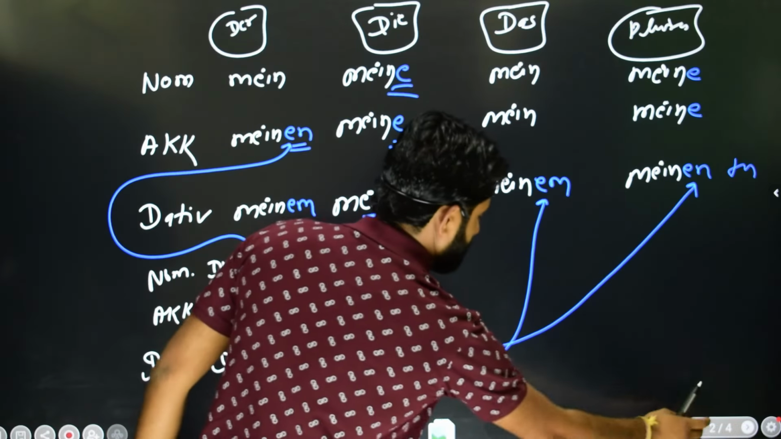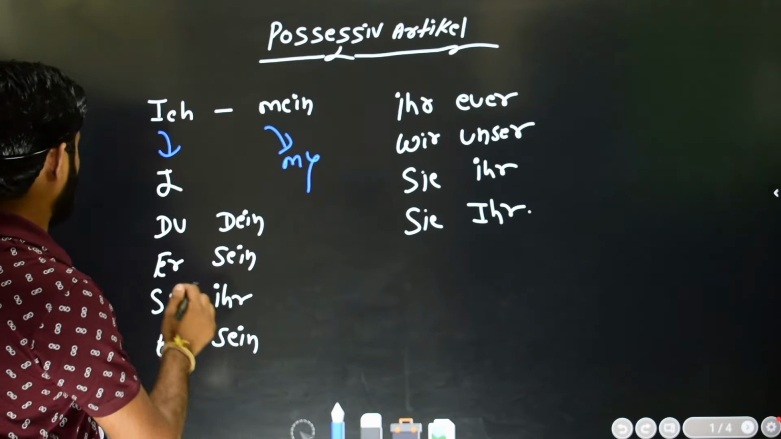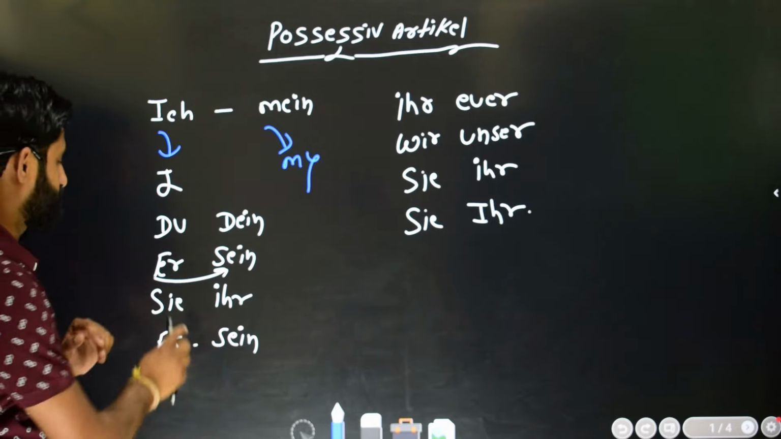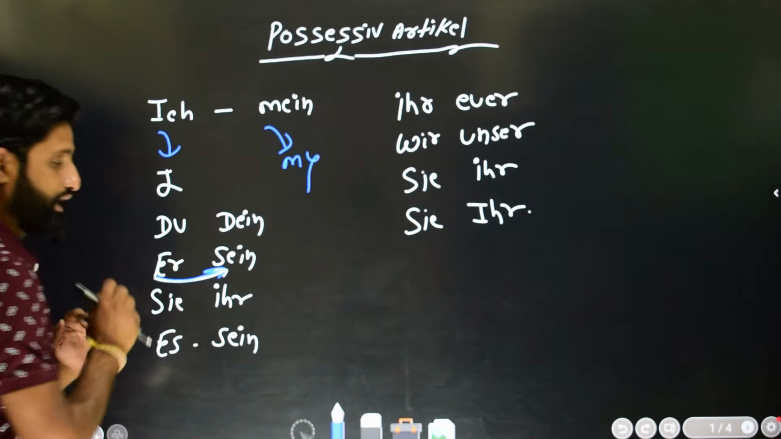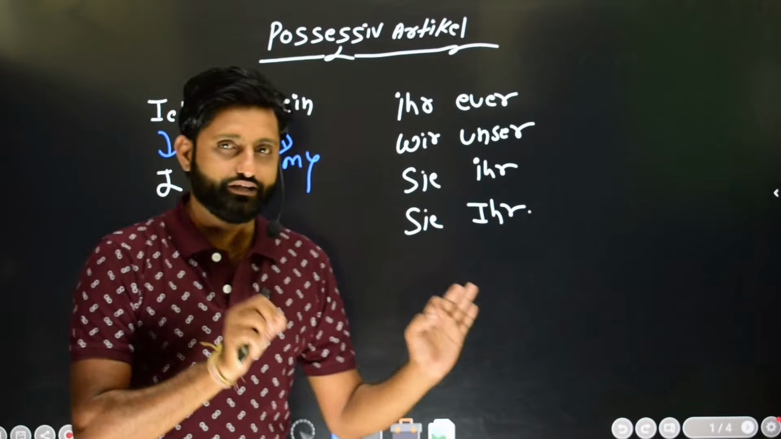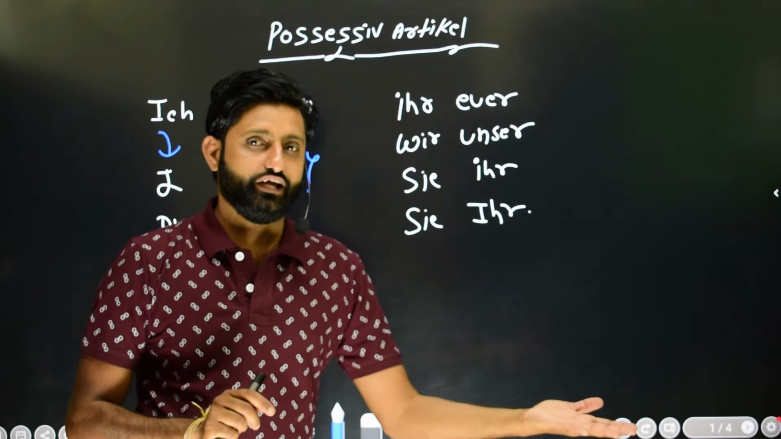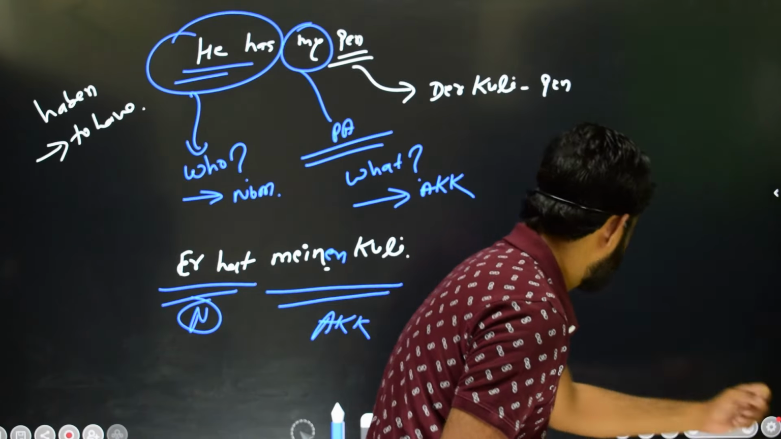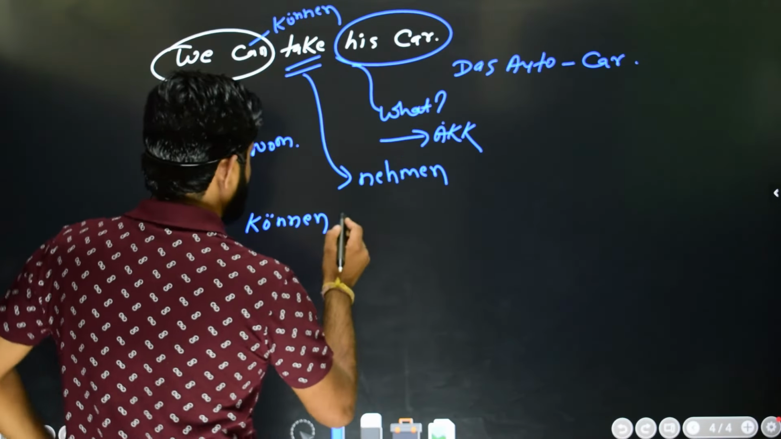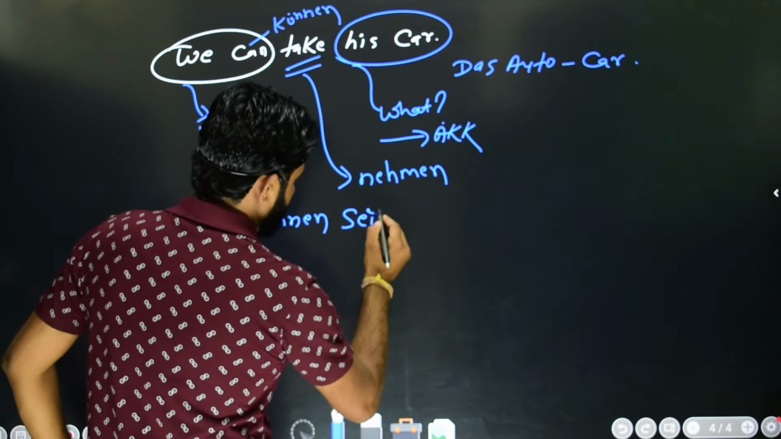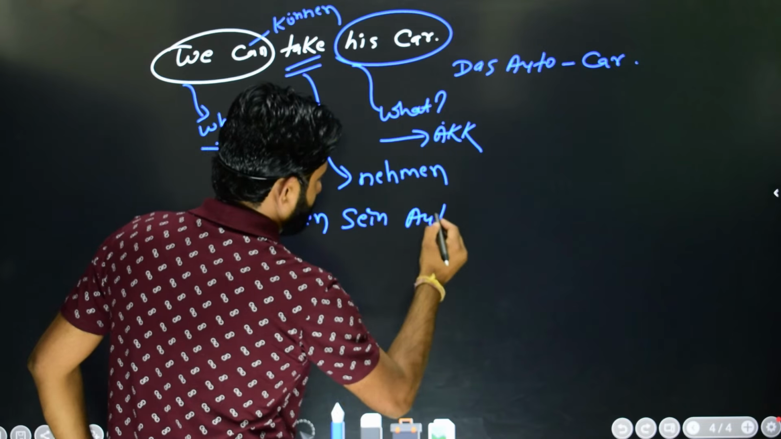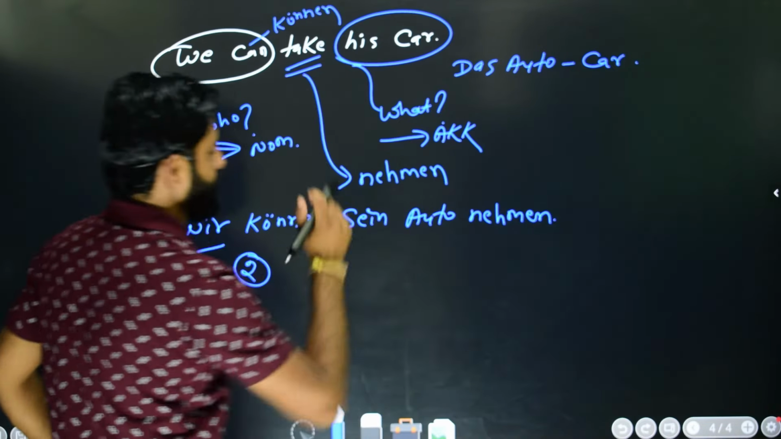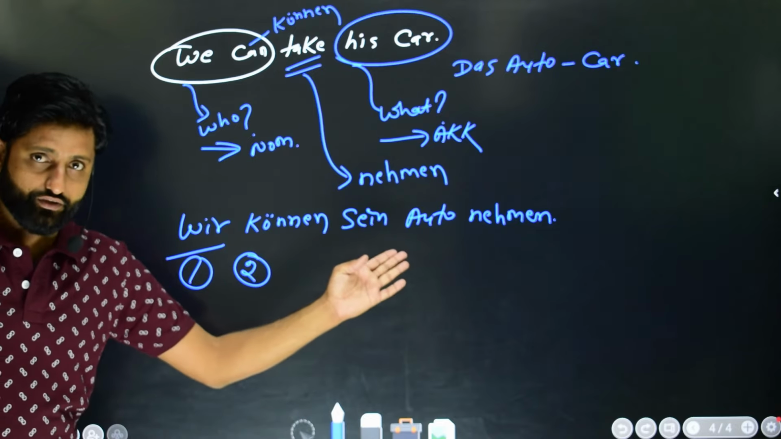You can see in our first slide, for sein will be the possessive article. So what we need to write here, first of all we should write the base form, then after we will add any ending if required. So: wir können sein Auto nehmen. We can take his car. Do we need any ending over here?